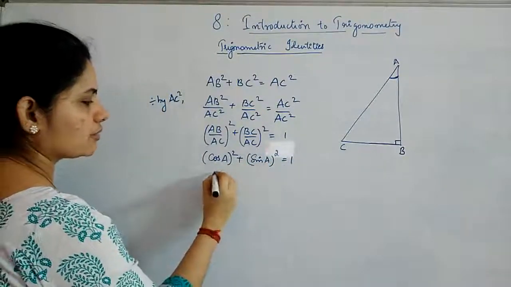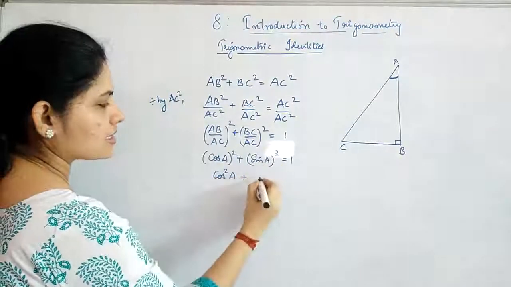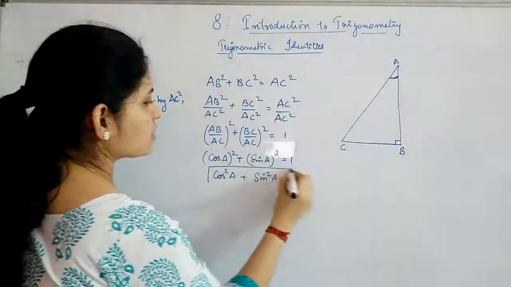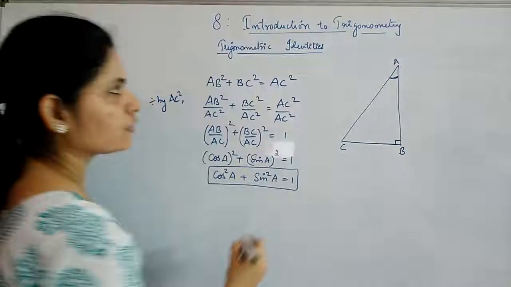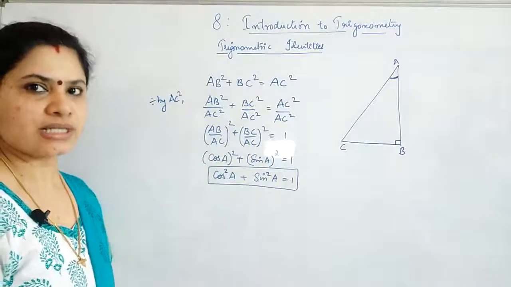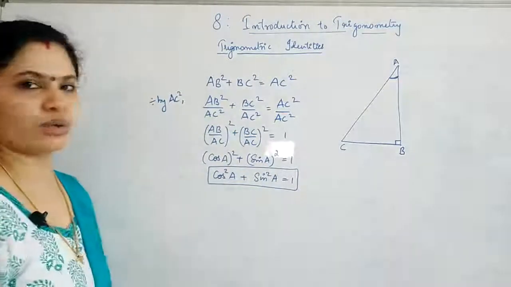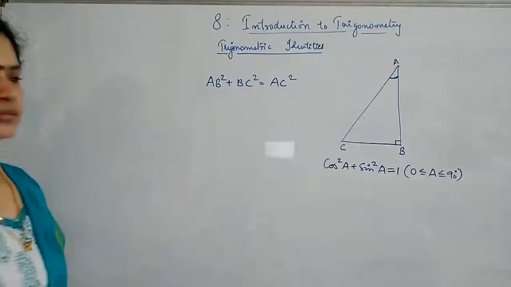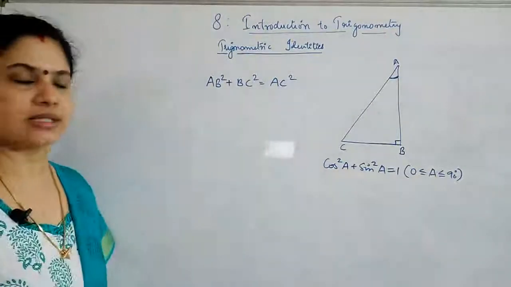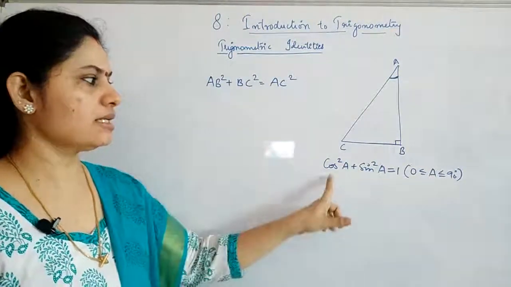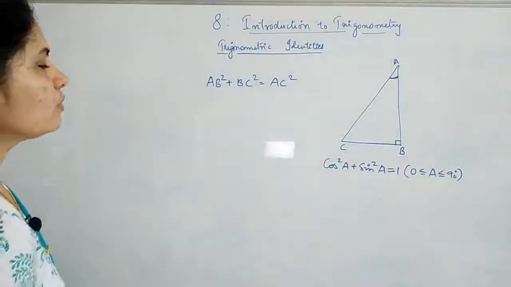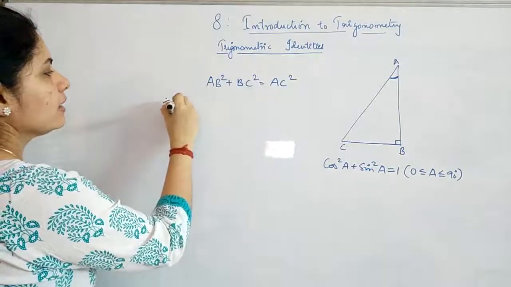And cos A the whole square is nothing but cos square A, and sine A the whole square is sine square A. So you are getting cos square A plus sine square A is equal to 1, which is one of the most important trigonometric identities, because using this you can find all other trigonometric identities also. That's why it is very important. And this result is true for all the angles A lying between 0 to 90, including 0 and 90, this trigonometric identity will be satisfied.